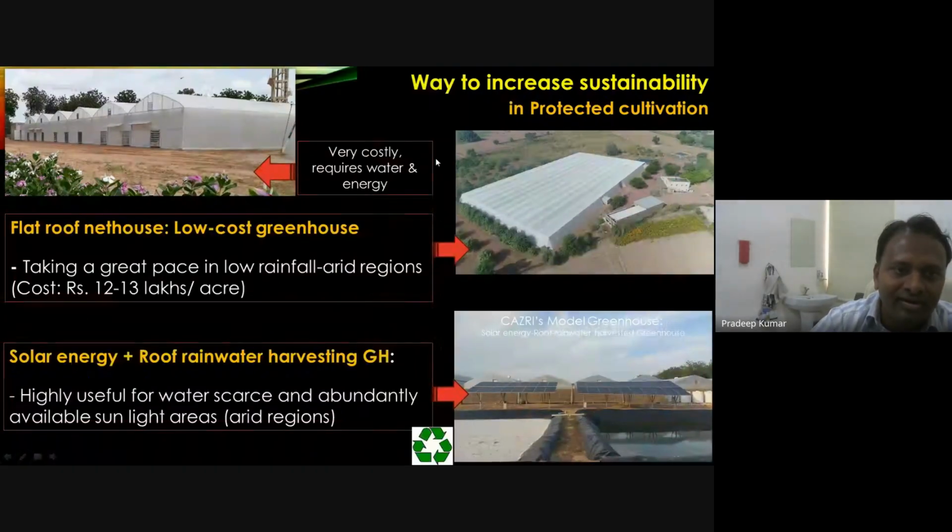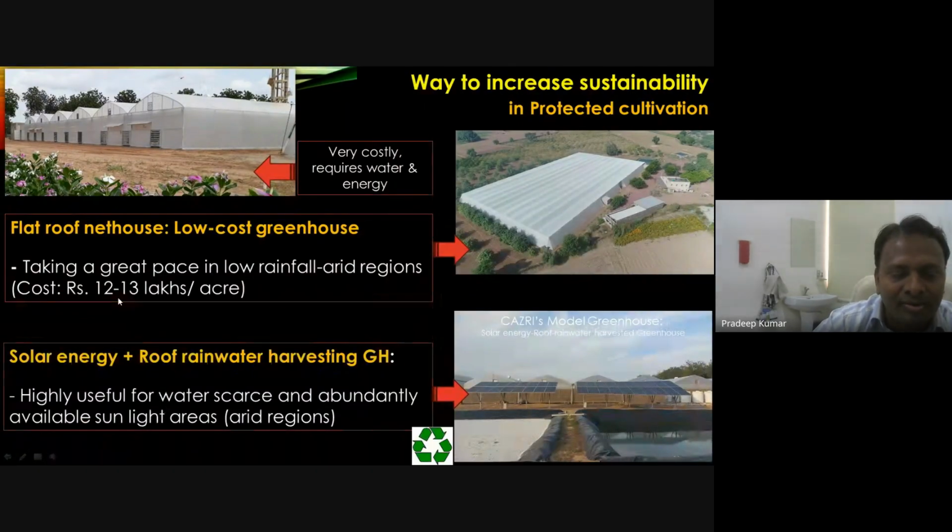And now the flat roof net house is the game changer, particularly in our western part of Rajasthan, because it's very low cost, only 12 to 30 lakhs per acre, even without subsidy. 90% of protected structures in our region come with self-investment, without taking any subsidies. Farmers and young entrepreneurs are coming and investing. And believe me, within three crops, they are getting all the investment back.